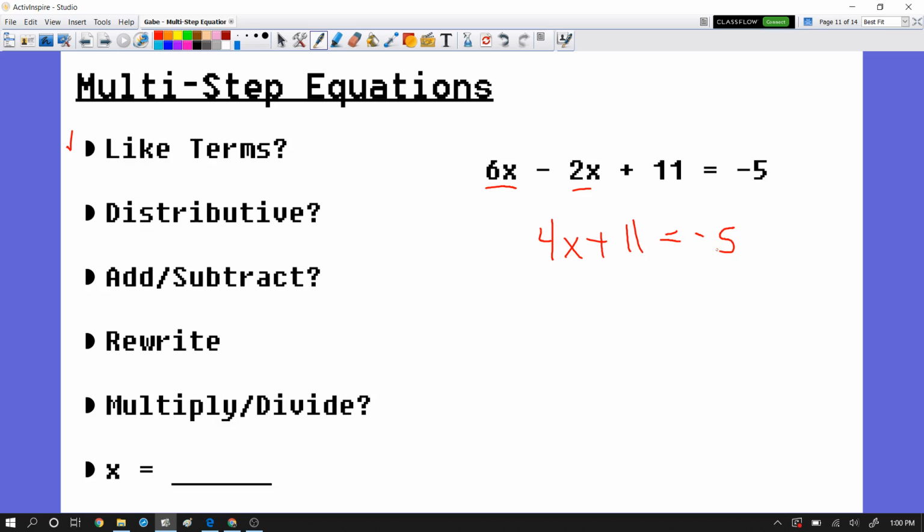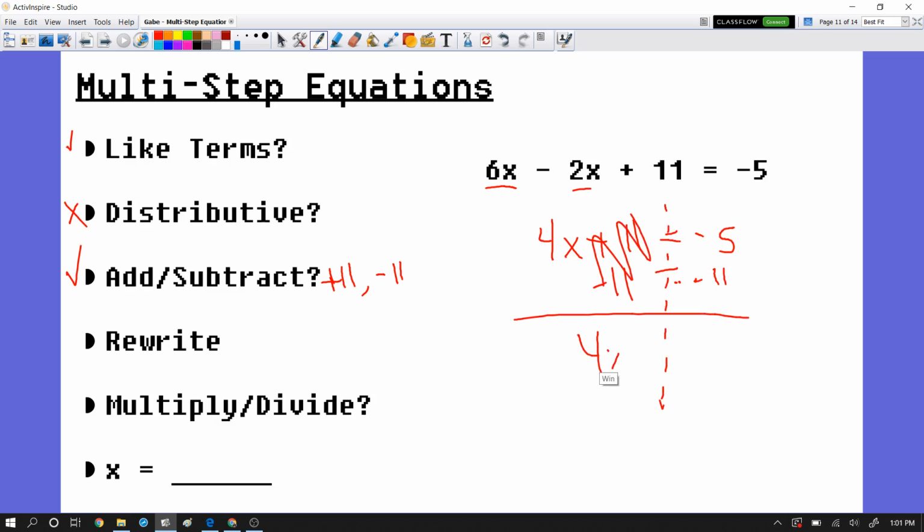I didn't divide the problem in half because I wasn't doing stuff to both sides. Distributive. Do you see any parentheses here with a number outside of a group? No. Addition, subtraction, yes. I see plus 11. So I'm going to do minus 11. 4x equals, all right, negative 5 minus 11, giving negative 16. Rewrote. Multiply or divide. I see multiply by 4, so I'm going to divide by 4. X equals negative 4.